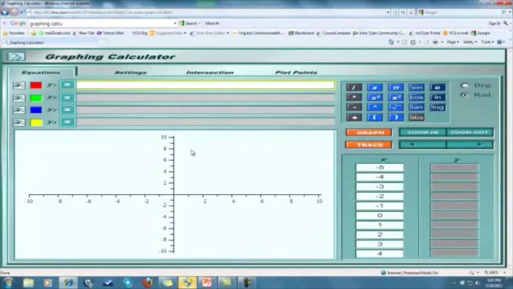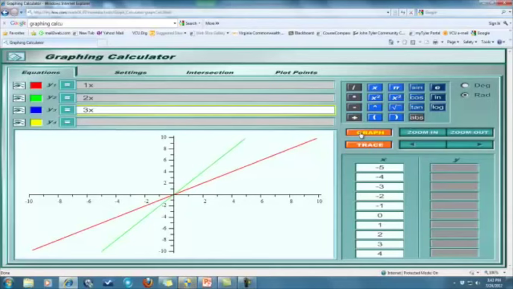Here's a graphing calculator. We're going to graph three different lines. First, we'll graph a line with a slope of 1, then we'll graph a line with a slope of 2, and lastly we'll graph a line with a slope of 3. Watch these lines as they come in on the screen. Here they are. This red line has a slope of 1. The green line has a slope of 2, and the blue line has a slope of 3.